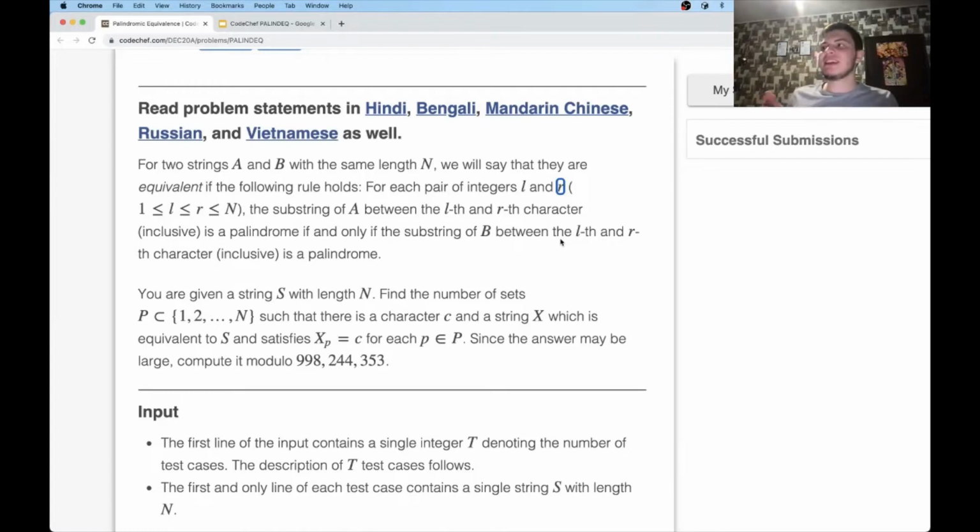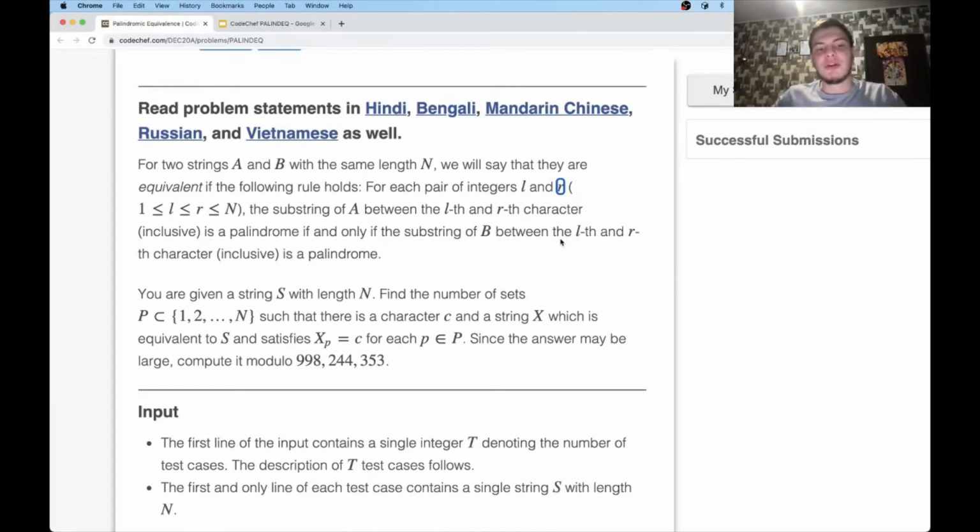In other words, two strings are palindromically equivalent, first, if they have the same length, and secondly, if for every subrange, the n choose two subranges, one of the strings is a palindrome if and only if the second one is a palindrome, and vice versa. Like if the second one isn't a palindrome, then the first one also shouldn't be a palindrome. And basically this is the palindromic equivalence.